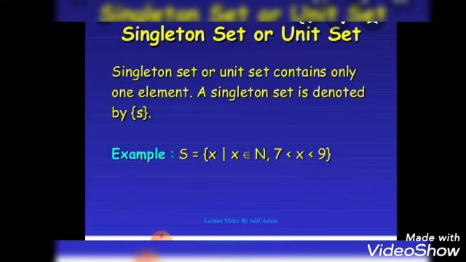For example, the set of natural numbers below 2 means only 1. Natural numbers start with 1, so below 2 only 1 is there. Another example, the set of whole numbers below 1. Whole numbers start with 0. How many numbers are there below 1? Only 0. So a set which contains only one element is called a singleton set.